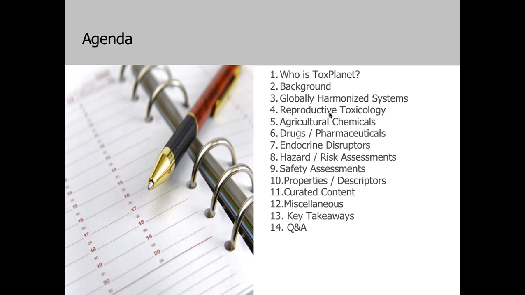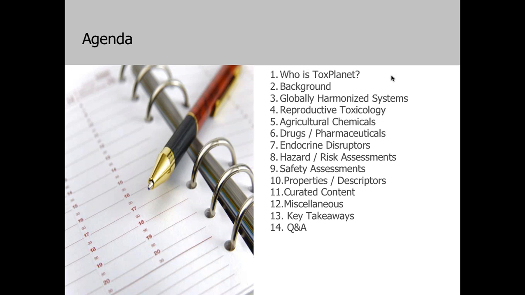So we'll start all over again. There's roughly 7 different types of collections that we have in our system, or that we've added recently. As I said, these are broad categories, but are good descriptions of the type of information that can be found in those collections. So it would be globally harmonized system content. We've added some reproductive toxicology. We've added some pesticide and biocide databases under agricultural chemicals. We've added a handful of drug and pharmaceutical chemical databases. Of course, a hot topic these days is endocrine disruptors, and we've found some of that information. And then we continue to add hazard and risk assessment information, as well as safety assessments.